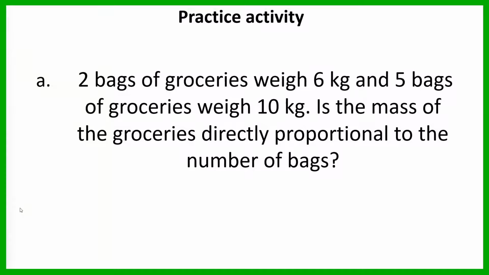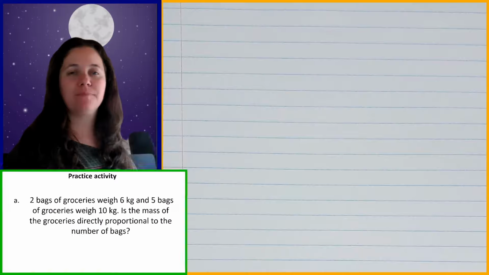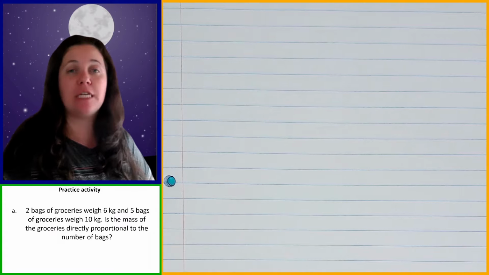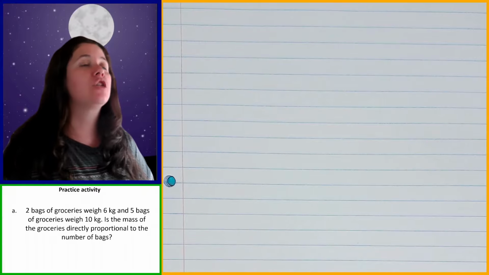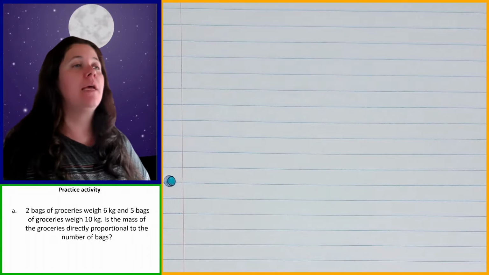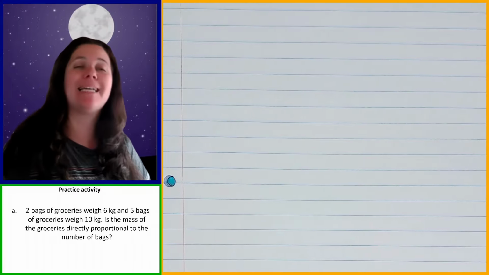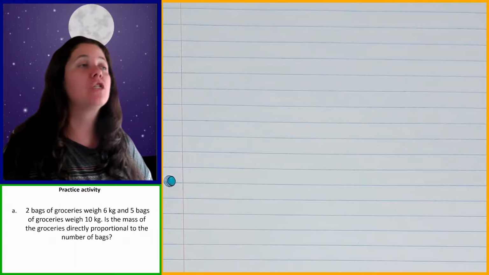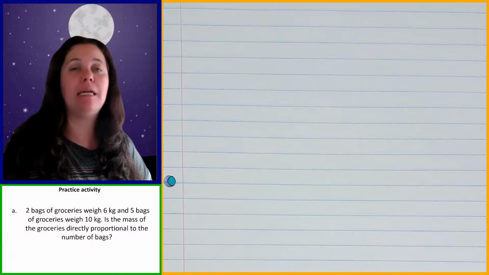Okay, so let's go through that question and see what you should have got. So to start off, in this question, they're not asking us to determine if it is directly proportional or inversely proportional or neither. They're already telling us what they want us to test for. They want us to test to find out if it is directly proportional. So that's all we're interested in, okay? So if I look at the variables, it's the mass of the groceries and the number of bags. Those are the 2 variables that I'm working with. So I want to know if they are directly proportional.